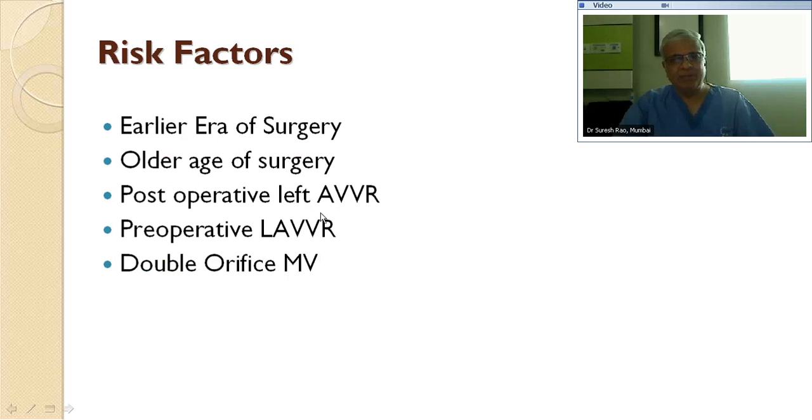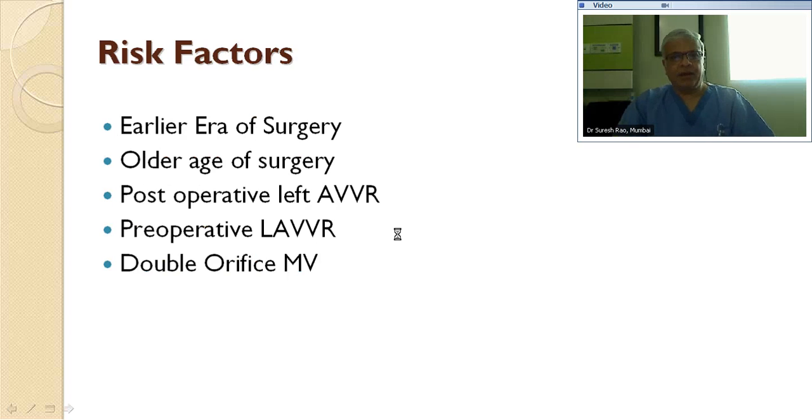Coming to the risk factors, early era of surgery was a risk factor. Older age of surgery, because the residual lesions are more, residual PH is more. Pre-operative left AV valve regurgitation predisposes to some extent to post-operative left AV valve regurgitation because of the morphology. And of course, if it is a double orifice mitral valve, it is certainly a risk factor for late development of regurgitation as the follow-up increases.